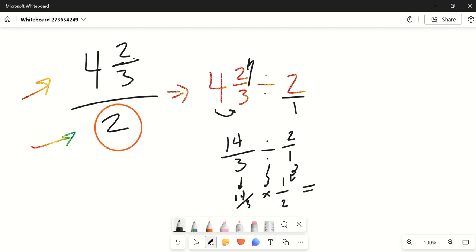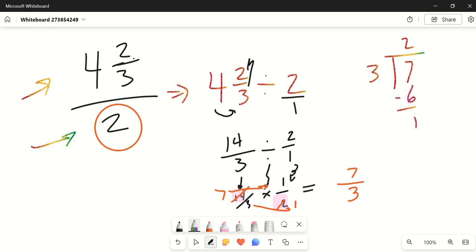When I multiply straight across, but before I do that, cross simplification, 2 divided by 2 will be 1, 14 divided by 2 will be 7. This will give me 7 over 3, because 7 times 1 is 7, 3 times 1 is 3. 7 over 3 is an improper fraction. 3 will go into 7 2 times, which will be 6. Therefore, it'll be 2 1/3.